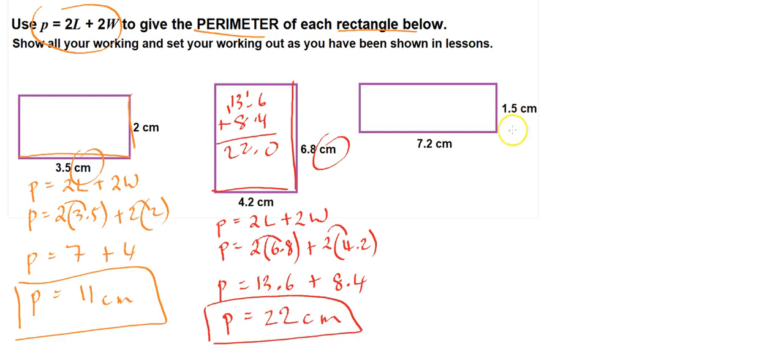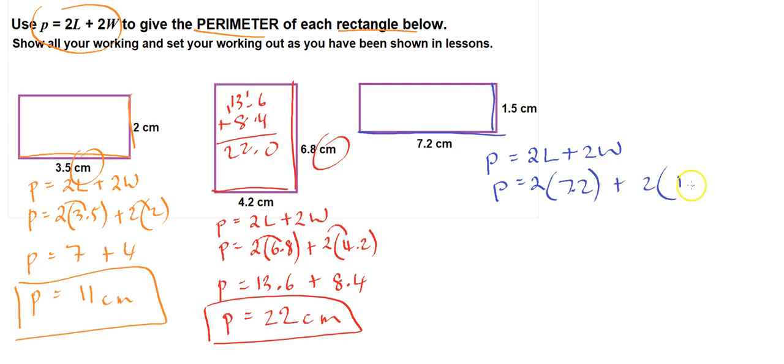So next one, we have again the same formula. The perimeter is equal to 2 times the length plus 2 times the width. So let's plug in what we know, and we know that the length is 2 times 7.2 plus 2 times 1.5, and let's do those little equations. 2 times 7.2 is 14.4, and we're adding 2 times 1.5, which is 3, and so that looks pretty straightforward.